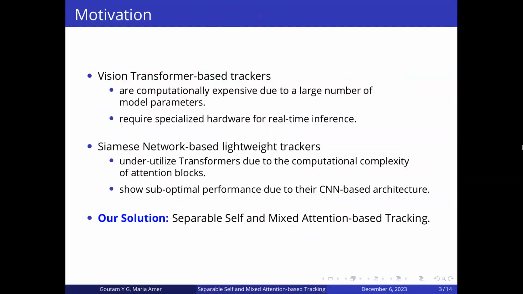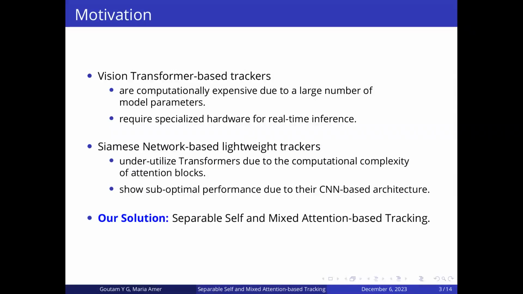Among the various algorithms proposed for object tracking, the Siamese network-based approach with vision transformers as the backbone has shown state-of-the-art results over various benchmarks. However, these vision transformer-based trackers are computationally expensive due to a large number of model parameters, and they require specialized hardware such as a GPU for real-time inference.